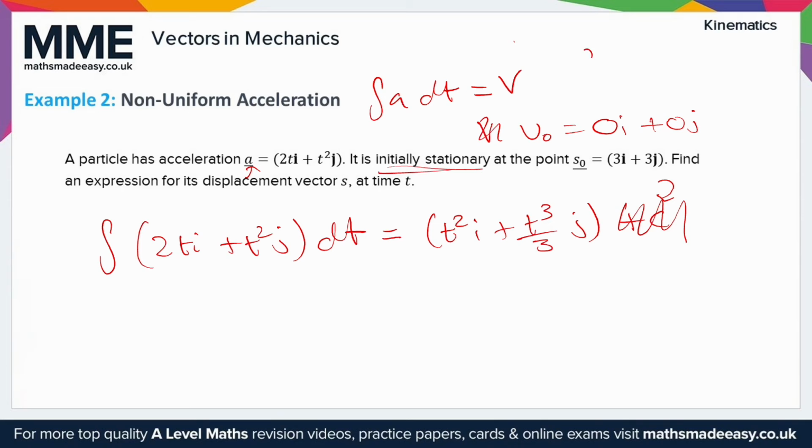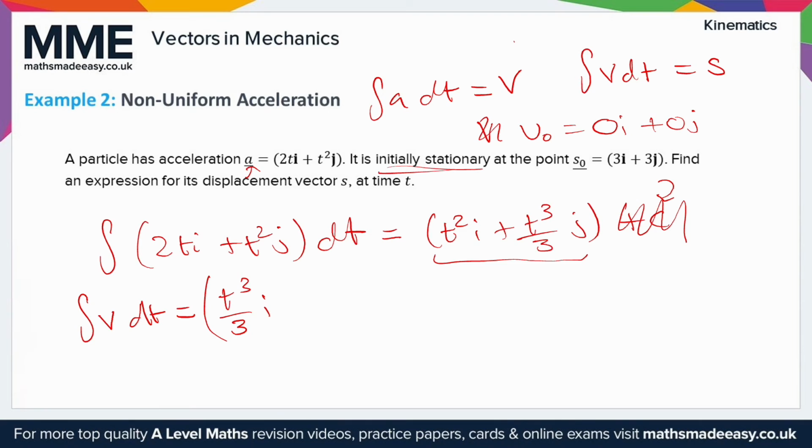And then remember the integral of velocity with respect to time is displacement. So we're now integrating this. So integrating v with respect to time. Well, again, integrate the components separately. So the integral of t squared, we've already done that once, t cubed over 3 i, and then integrating this, increase the power by 1, divide by it, so we'll have t to the power of 4 over 12, and that's going to be the j component. And then again our plus c.